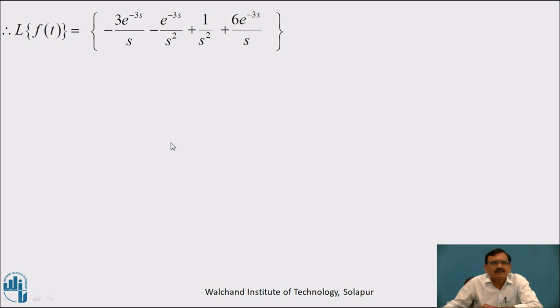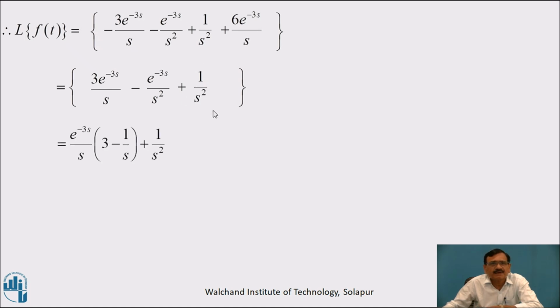Once again we will write here, which is equal to minus 3 into e raised to minus 3s upon s, minus e raised to minus 3s upon s square, plus 1 upon s square, plus 6 into e raised to minus 3s upon s, which is equal to minus 3 e raised to minus 3s upon s plus 6 into e raised to minus 3s upon s. We can write 3 e raised to minus 3s upon s minus e raised to minus 3s upon s square plus 1 upon s square.